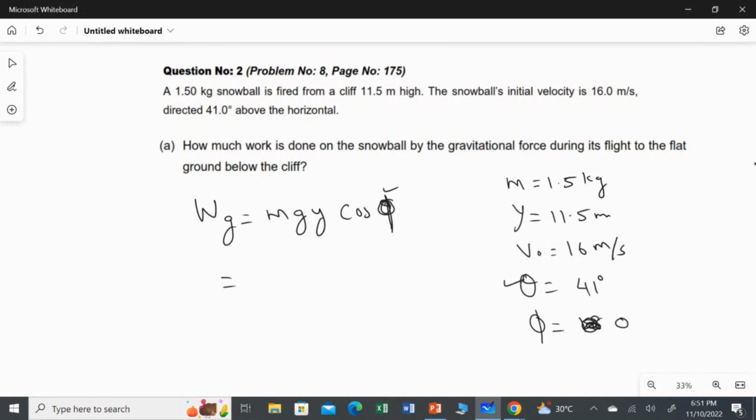So now I'm going to substitute the values. The mass of the snowball is 1.5 kilogram multiplied by 9.8 multiplied by the height. How much maximum height did it go? 11.5, and cosine of the angle phi, which is 0, so cosine of 0 is exactly 1. So now I'm going to multiply all these, and once you multiply, you will get the answer for the work done by gravity on the snowball. Clear? So 1.5 multiplied by 9.8 multiplied by 11.5, I got the answer as 169.05.